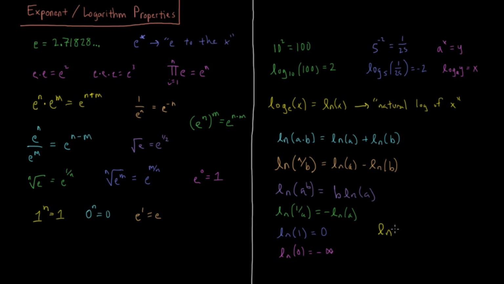All right, natural log of e. What power do we have to take e to get e? That's going to be 1. So that makes sense. So natural log of x and e to the x are inverse operations. So we can similarly use e to the natural log of x is equal to x.